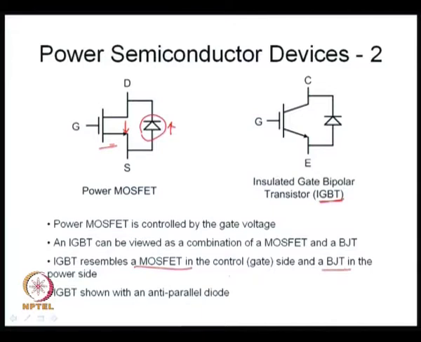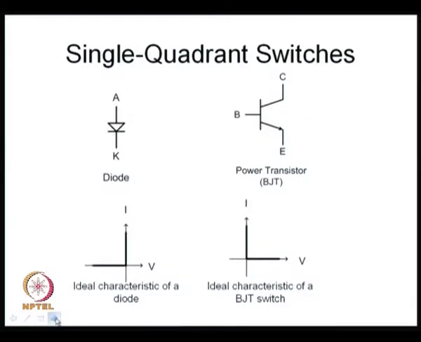So, it is basically a combination of these two, and here I have indicated this IGBT with an anti-parallel diode. Here again the IGBT typically conducts in this direction and the diode conducts in the opposite direction. This is what you really call an anti-parallel connection. So, I have shown an IGBT with an anti-parallel diode here. These are some of the semiconductor devices: diode, thyristor, transistor, MOSFET and IGBT.